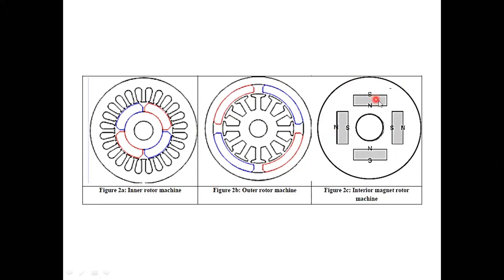The interior magnet rotor machine consists of, here, a north pole. If you consider, this is the north pole and this is the south pole, and this is the north pole, again this is the south pole. The permanent magnet itself has the north and south poles. This is the interior magnet rotor machine. And next, what about the principle of operation?